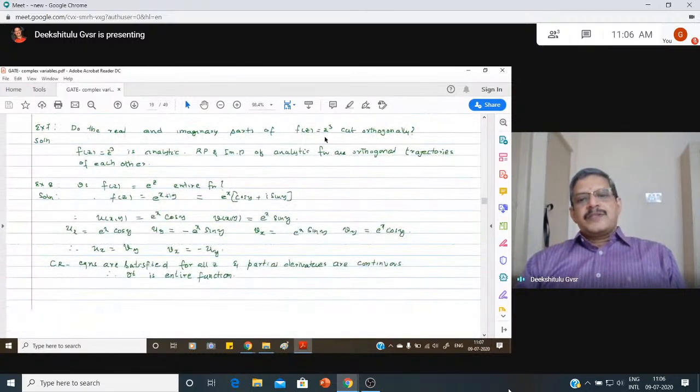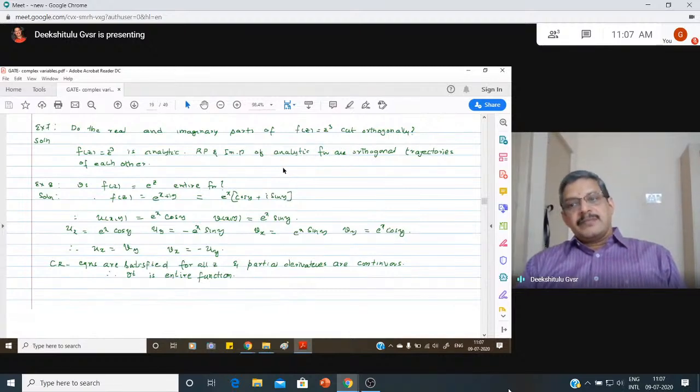Do the real and imaginary parts of f of z is equal to z cube cut orthogonally? This is an indirect question. What exactly he wants is, do the real and imaginary parts of f of z cube cut orthogonally? What is the result we have? Whenever f of z is analytic, u and v are orthogonal trajectories. So if you show that this is an analytic function, then you can say they cut orthogonally. So f of z is equal to z cube is analytic, because it's a polynomial function. You need not even check it. This polynomial function is always analytic and differentiable. Then it is analytic. So real and imaginary parts of an analytic function are orthogonal trajectories of each other. There ends the question, simple.